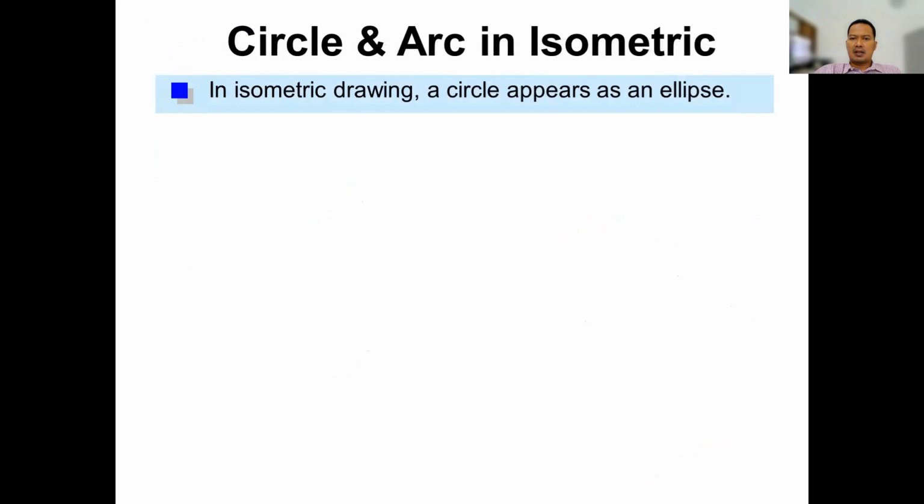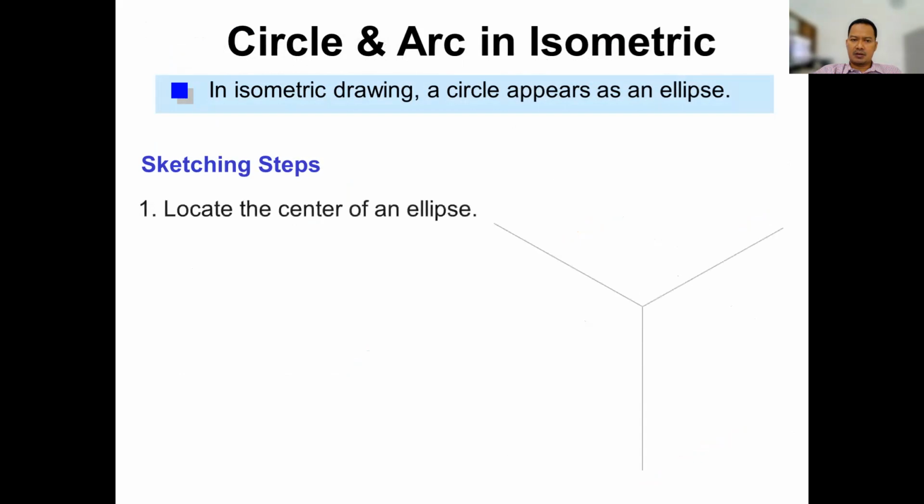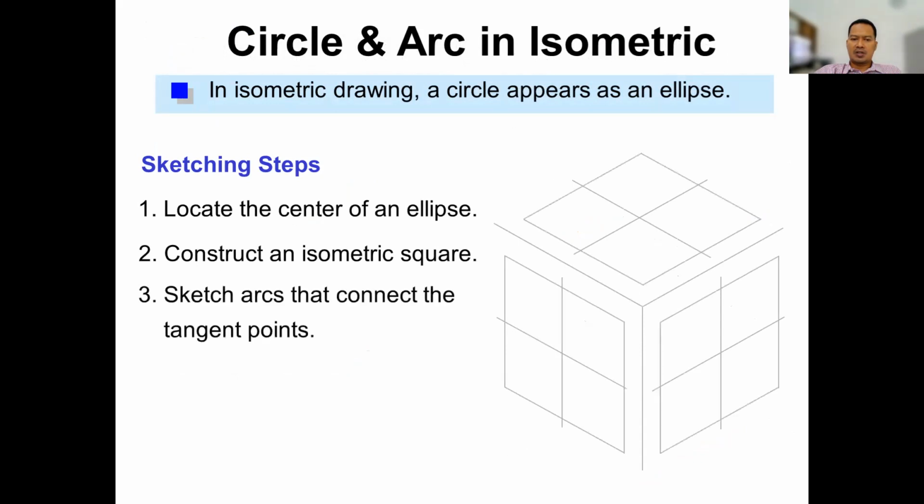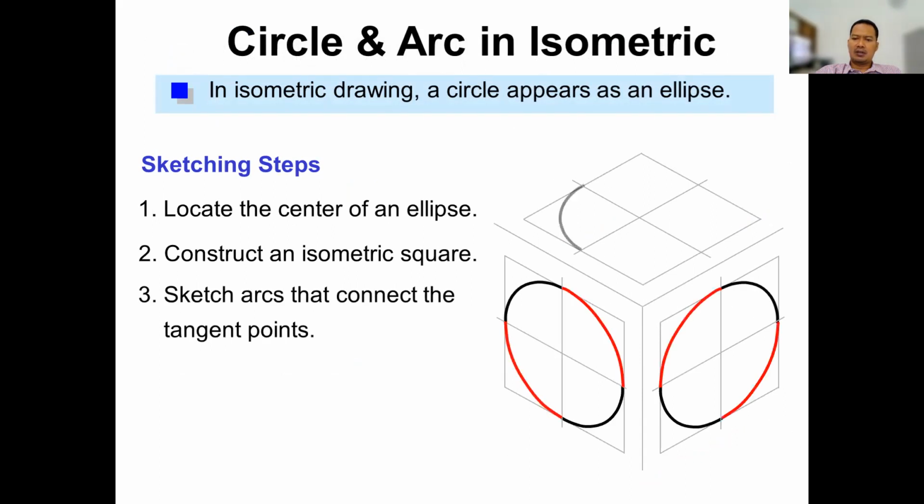And then about the circle and arc in isometric. In isometric drawing, a circle appears as an ellipse. How to create a sketching step? Here, for example, look at the center of an ellipse. Construct the isometric square, example like this, and then sketch arcs that connect the tangent points, this tangent point, also this one tangent point. So actually this is the ellipse in the isometric drawing.